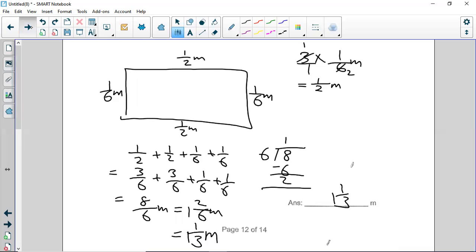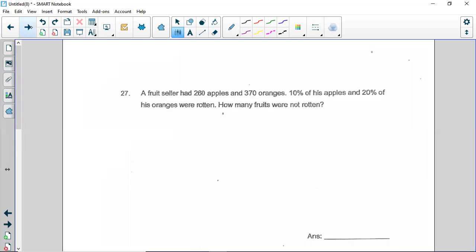Okay, let's go to question number 27. Percentage. This is a killer question, right? Some of you may not know how to do this. The fruit seller had 260 apples and 370 oranges. 10% of his apples. Now, every time there's a percentage, there's a percent. What is it, again like fraction, generally talking about? It's talking about the apples, right? Look at the 'of', right? The 'of'. It's talking about his apples, which is all the apples.